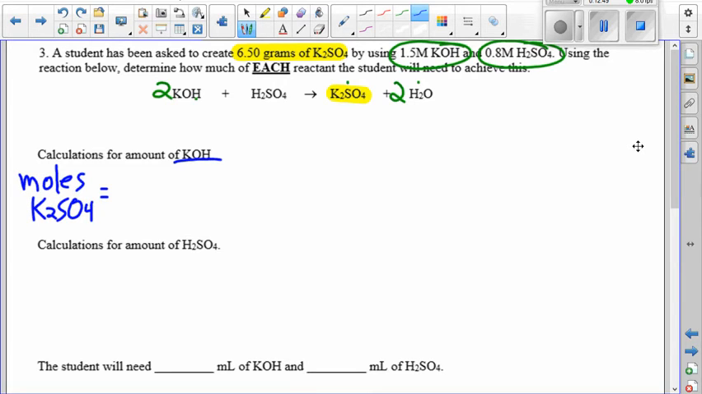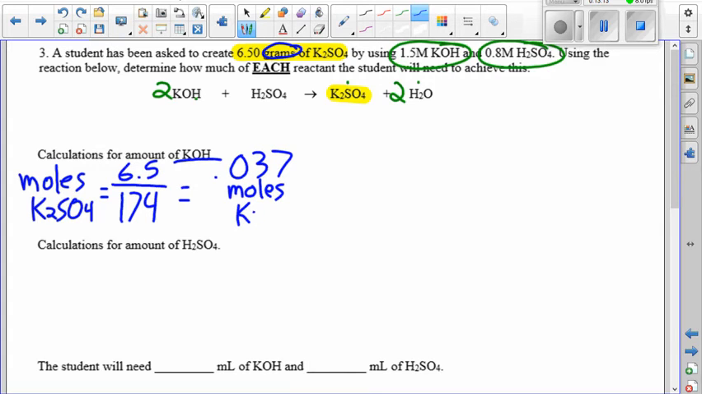So K2SO4, it's in grams, right? So that means it's a pure solid. So I'm going to go ahead and take those 6.5 grams, divide by the formula weight, which should be 174 when you add up 2 K's, an S, and 4 O's. If you plug that in, you'll find that you have 0.037 moles of K2SO4.